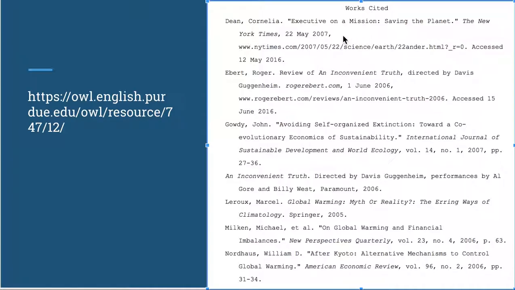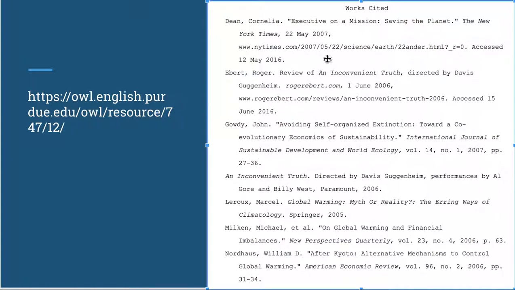If you haven't cited all of these resources in your paper somewhere, that means this is not a works cited page, it is a bibliography. That's the difference between works cited and bibliography. So I want to see all of the sources that you've used in your paper here, and then I want to see them in the paper. I'm going to see Dean, right, in parenthetical citations. I'm going to see Ebert in parenthetical citations, etc.